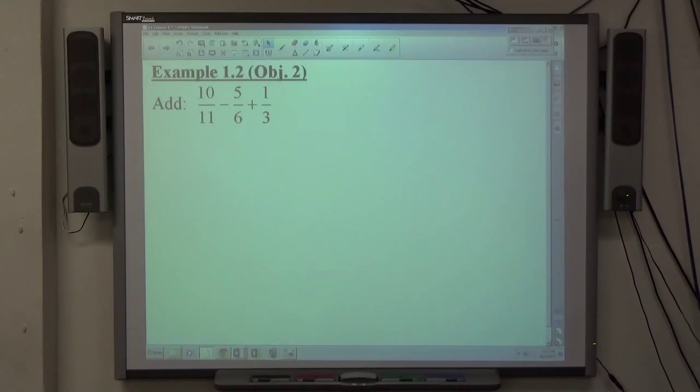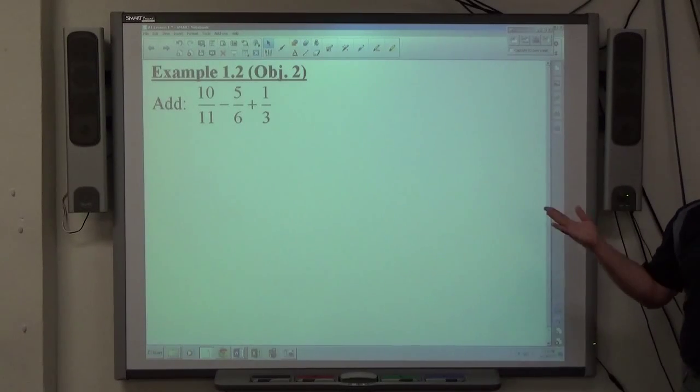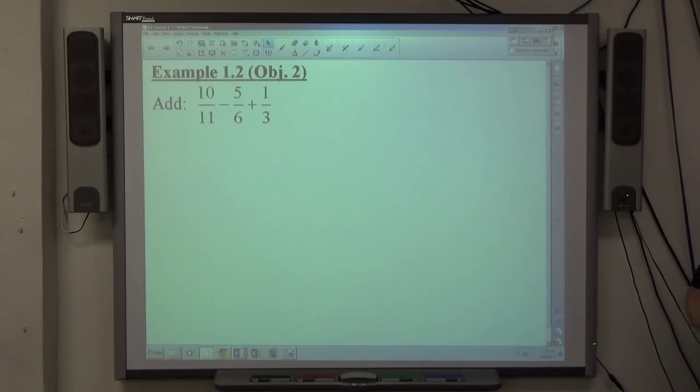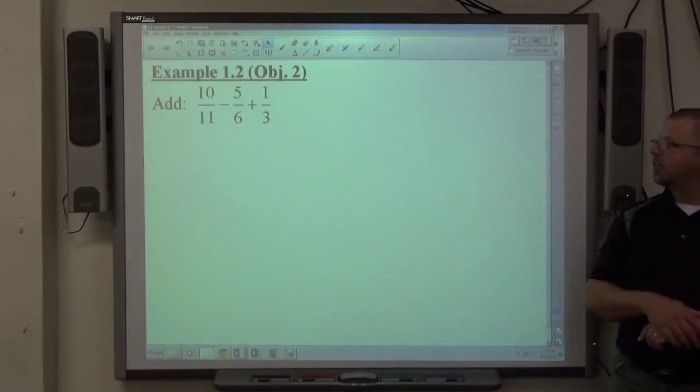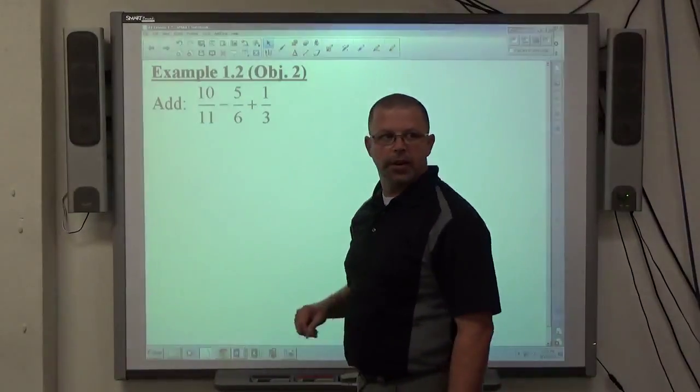All right, example 2, add 10 elevenths minus 5 sixths plus 1/3. For me personally, I'd like to get a common denominator for everything all at once. I think it's easier. Anybody have an idea what the common denominator of 11, 6, and 3 is? 33. 33 works for 3 and 11, but not 6. 66 works for 6 and 3 and 11. So there it is.